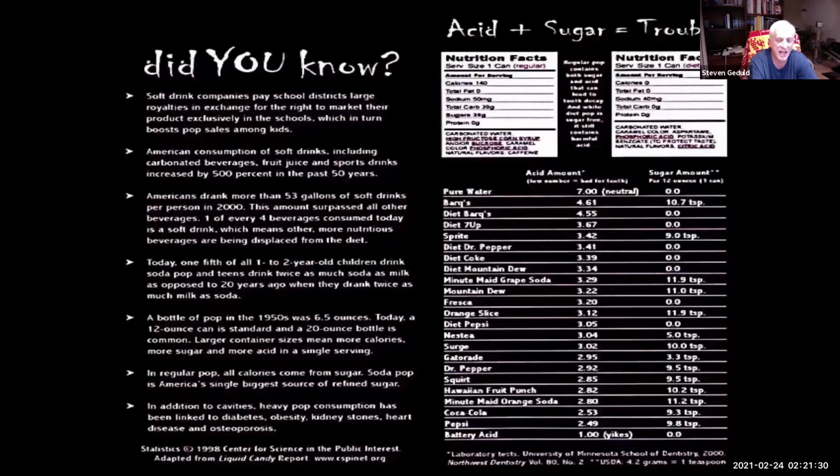There are some interesting facts about acids and sugars, and what soft drinks are. If you look at some of these, pure water has a pH of 7, which means it's neutral. Battery acid has a pH of 1. Pepsi, 2.49, is one point above battery acid. Coca-Cola, 2.53, is extremely acidic.